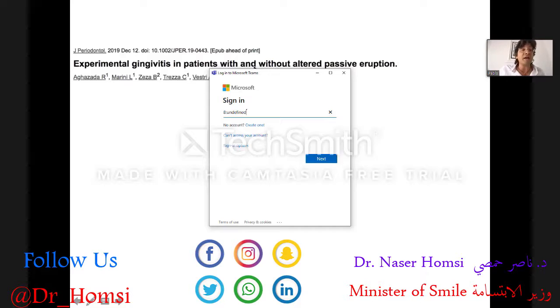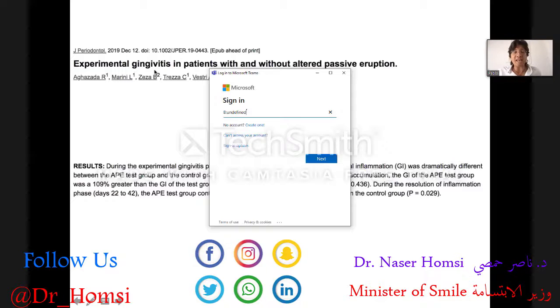Like my friend Andrea Pilloni and his group of periodontists from Sapienza University, they assessed that altered passive eruption is not only an aesthetic problem, it is a periodontal problem that dramatically affects gingival inflammation. So patients with APE are affected by a higher score of gingival inflammation.